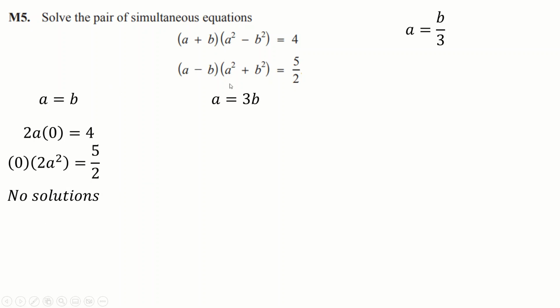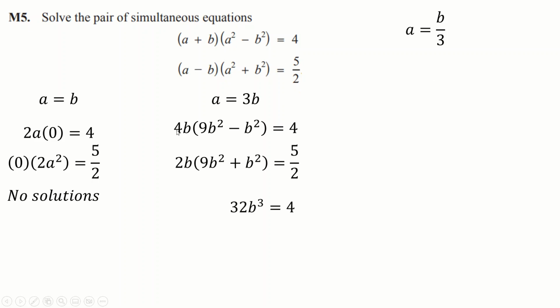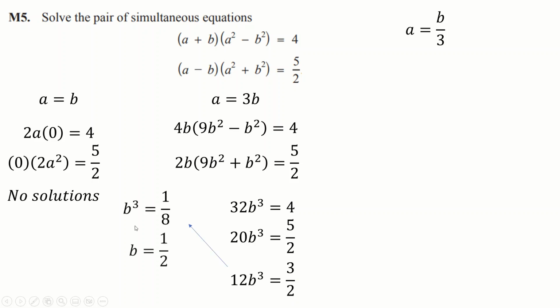Now a equals 3b, so replace every a you see with 3b. That makes 4b here. Just be careful, a squared is now 9b squared, so that gets replaced with 9b squared. Do the same thing down here. Simplify both of those up. This just becomes 8b squared times that is 32b cubed, and this one becomes 20b cubed. Do this, take away that. This is 2.5, so this makes 4, take away that is 1.5. Divide by 12, 3 over 24 is the same as an eighth. Cube roots, and you get b as a half. Put it back into here, times it by 3, a is 3 over 2.